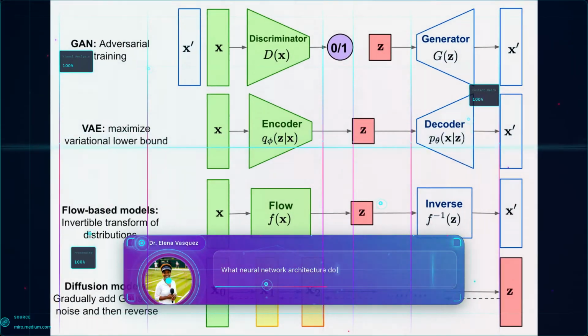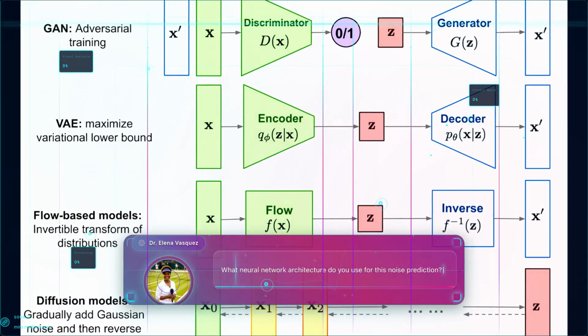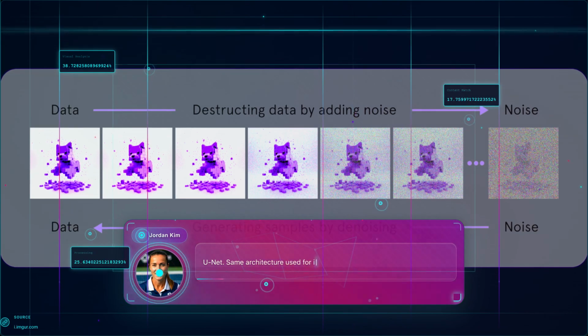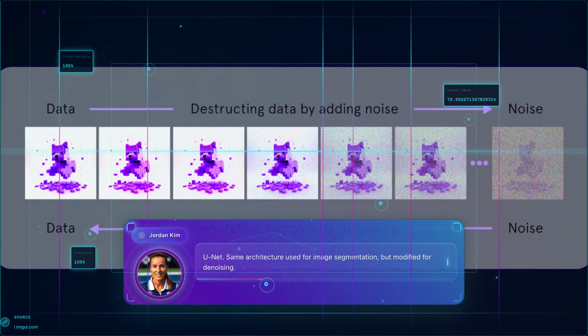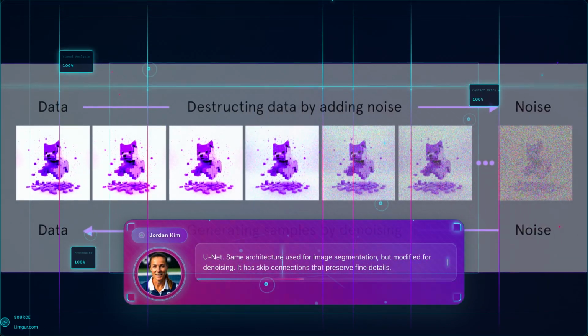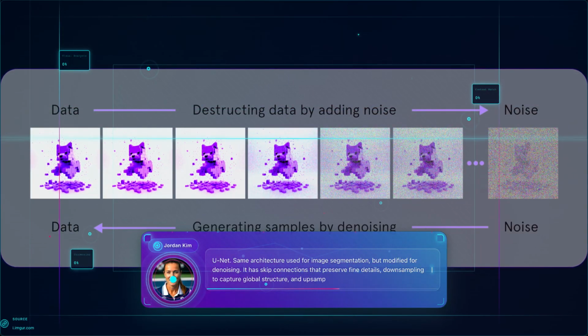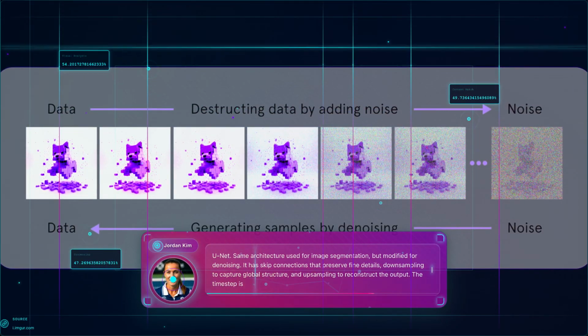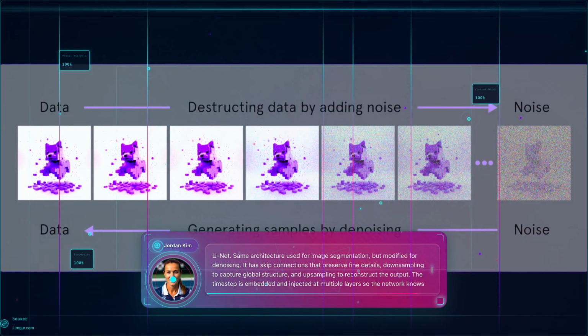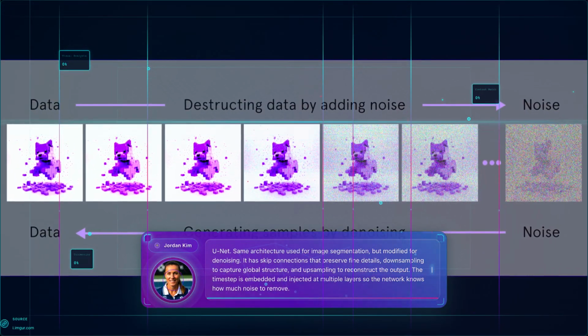What neural network architecture do you use for this noise prediction? UNet, same architecture used for image segmentation, but modified for denoising. It has skip connections that preserve fine details, downsampling to capture global structure, and upsampling to reconstruct the output. The time step is embedded and injected at multiple layers, so the network knows how much noise to remove.